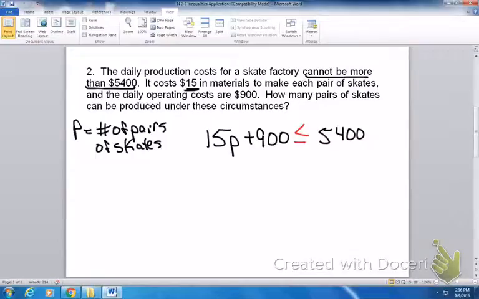So again, be careful. That's the tricky part. That may be something you need to ask questions about. So now we've solved these problems before. First, I want to move my number to the other side. My goal is to get P by itself.